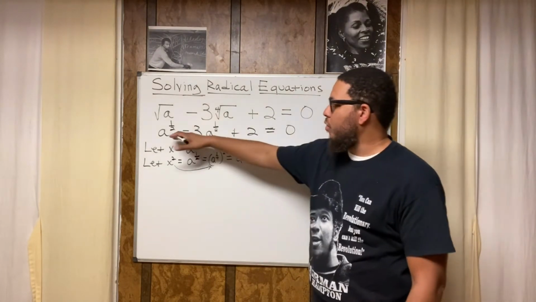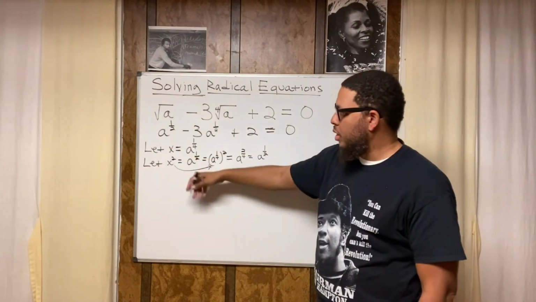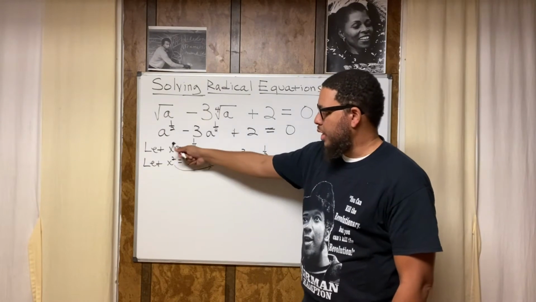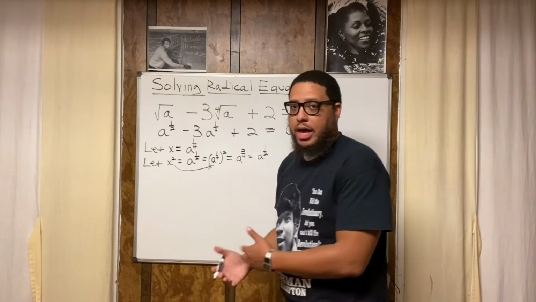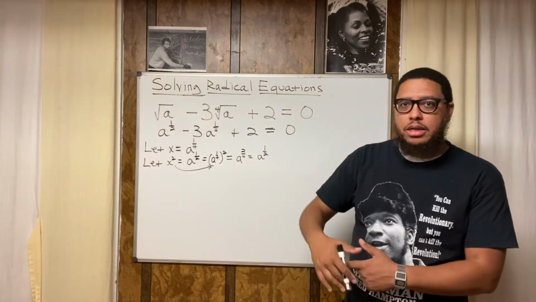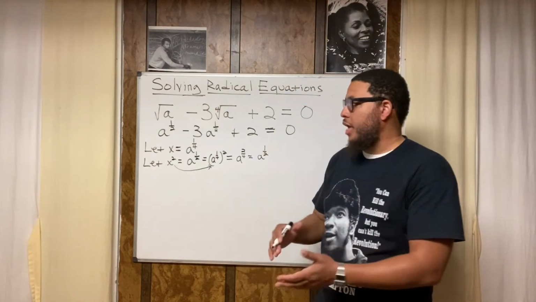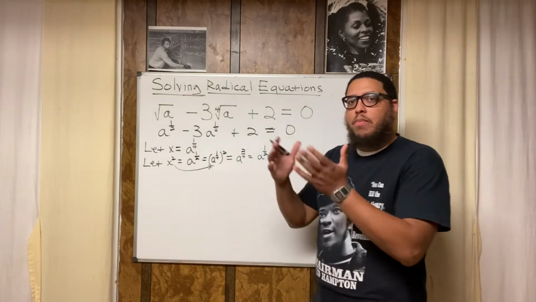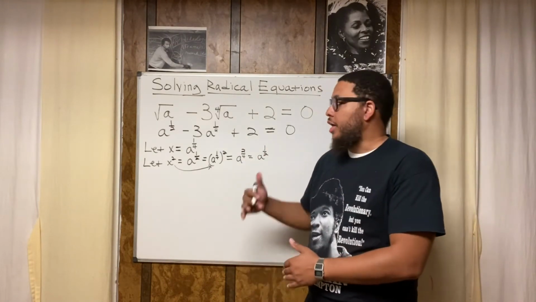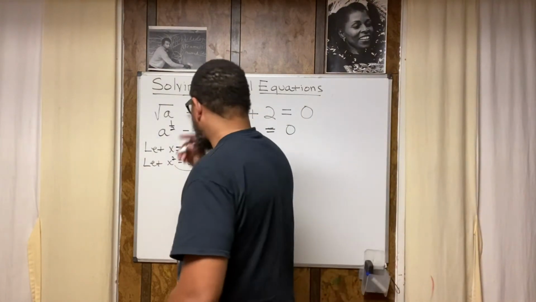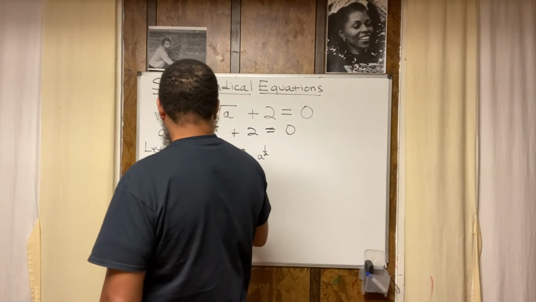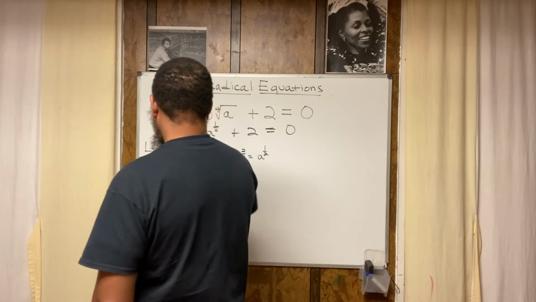So now we can rewrite this equation, right? We're going to rewrite it using x and x squared. And once we do that, everything should be cool, right? Then we're going to solve for x. And then we're going to go back and solve for a, once we know what x is. And then we're going to check our work and check for extraneous solutions and all of that. All right, so this is going to be a to the 1/2, same thing as x squared.